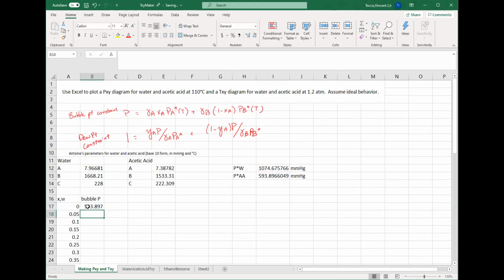Now that I've done the calculation for the first case, by the way, I should also see that my bubble point pressure is equal to my vapor pressure of pure acetic acid.